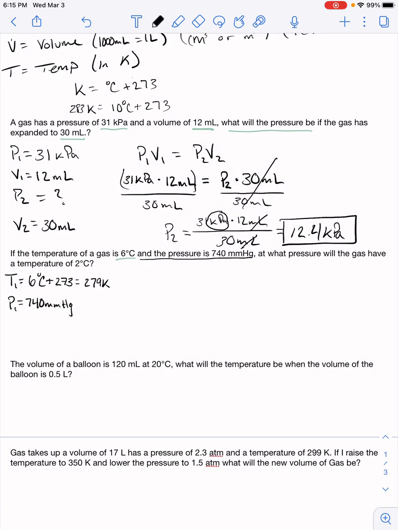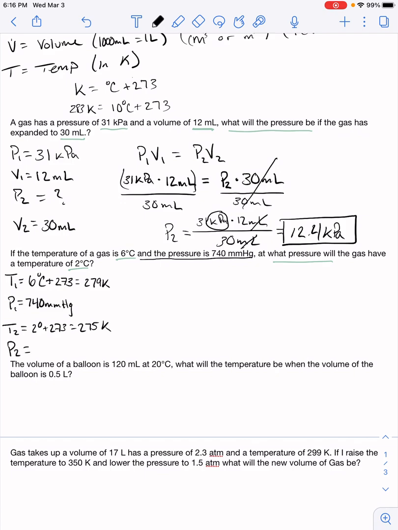So we have no opportunity to have a negative outcome or negative volume or negative pressure in a gas law problem when we have it in Kelvin, which is the reason it must be in Kelvin. So it says, what pressure will the gas have at a temperature of 2 degrees Celsius? So my change is my 2 degrees Celsius. Remember, add 273 to get 275 Kelvin. And we're looking for pressure 2.